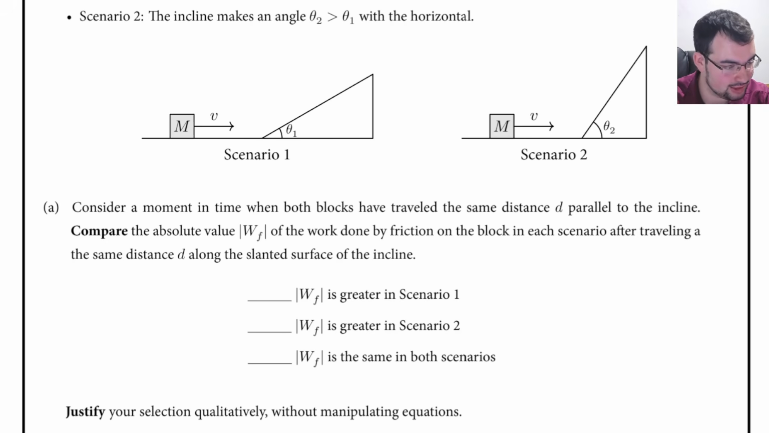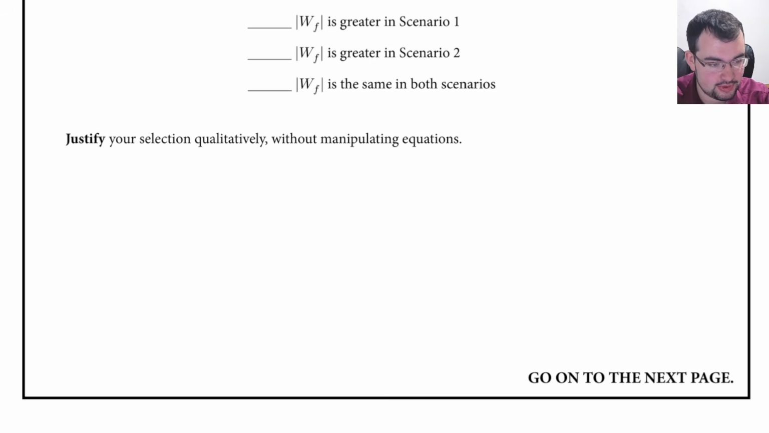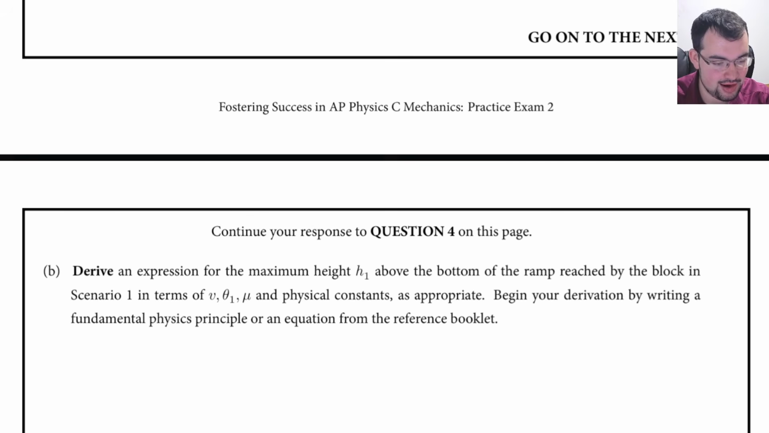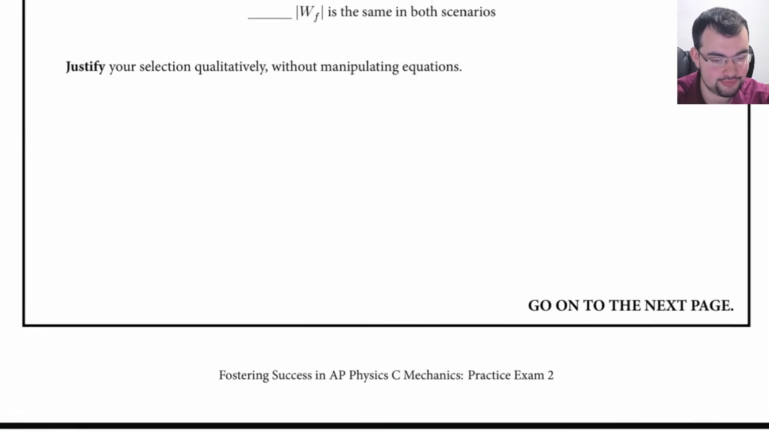Okay, let's think about this. I always like to do my justifying and then I check the box. Unless the question is super difficult, then I'll actually do part B first, and that'll inform me what the answer should be. B says derive an expression for the height reached by the block, so that actually doesn't look helpful.